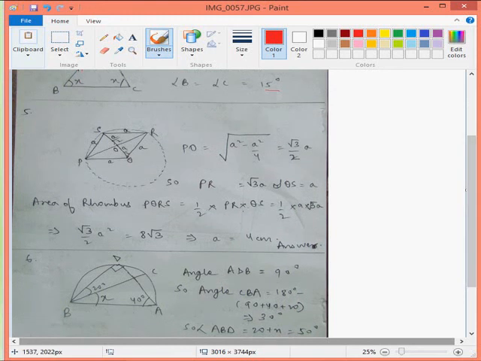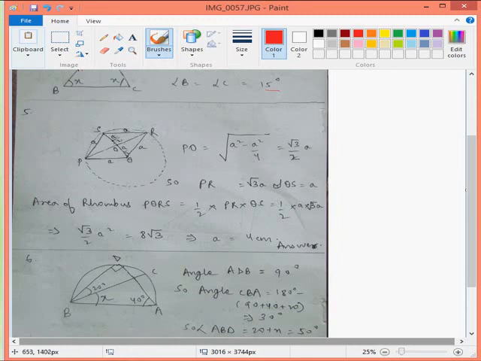Now in this next question, question 5, it has been told that there is a rhombus PQRS, and in this rhombus 3 points P, S and R lie on a circle, and Q, the fourth vertex of the rhombus, is at the center of the circle.